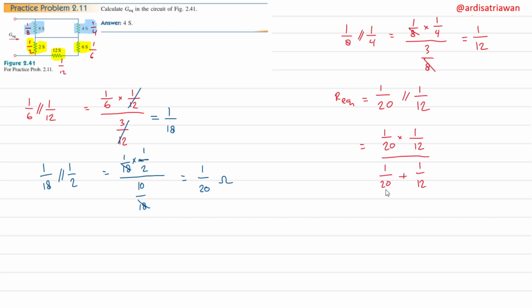Maybe make them in the 60. Okay, now the numerator will be 1/240, and then that will be divided with this one. This one will be 3/60 plus 5/60, and that means that 240 multiplied by 60 divided by 8, right? And this will cancel each other, is equal to 4.